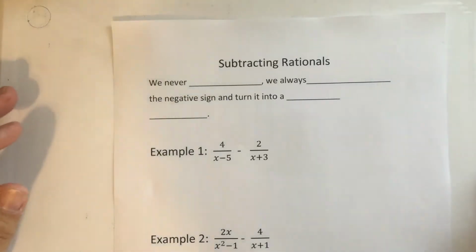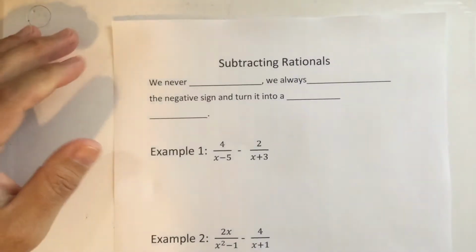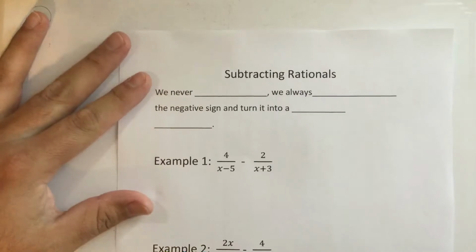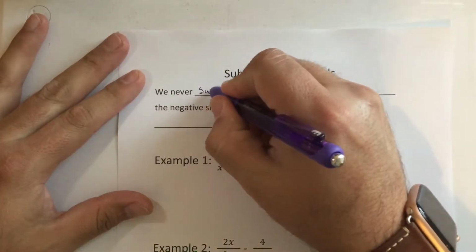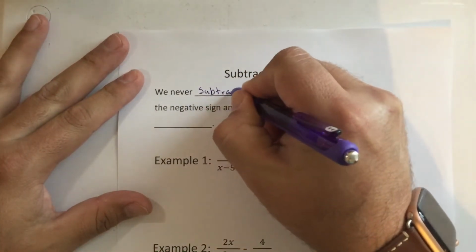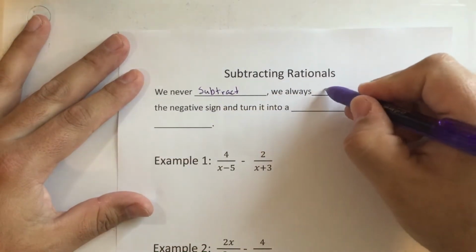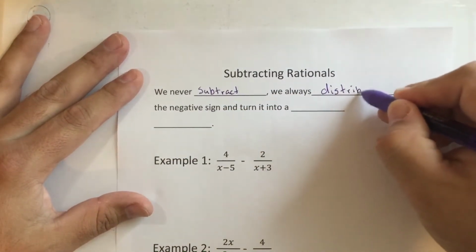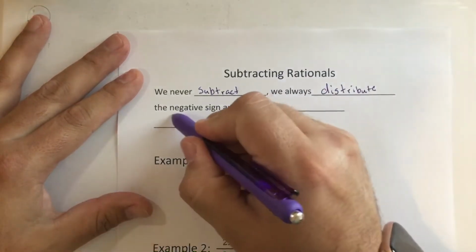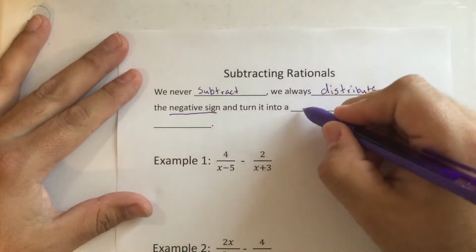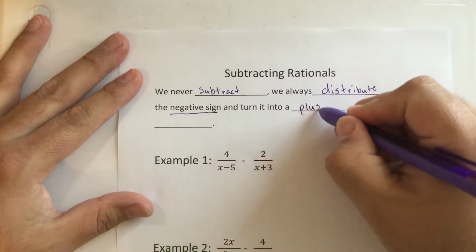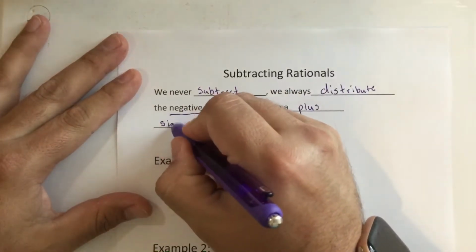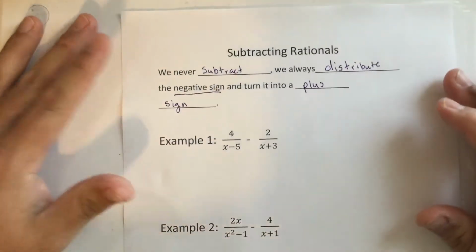Okay, so this is my video of subtracting rationals. When we have two rationals, we never actually subtract. What we want to do is we always want to distribute the negative sign and turn it into a plus sign. Okay, so what's happening here in this example number one?